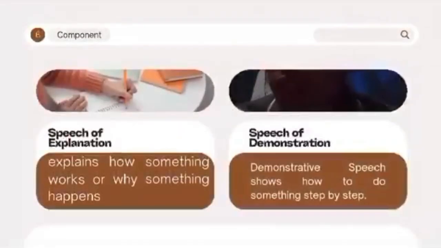Next, we have the speech of explanation. It helps the audience understand how or why something happens. Basically, it teaches or clarifies an idea, process, or concept. Then last, we have the speech of demonstration. It is a talk that shows how to do something step by step. In other words, it teaches by showing how something is done.